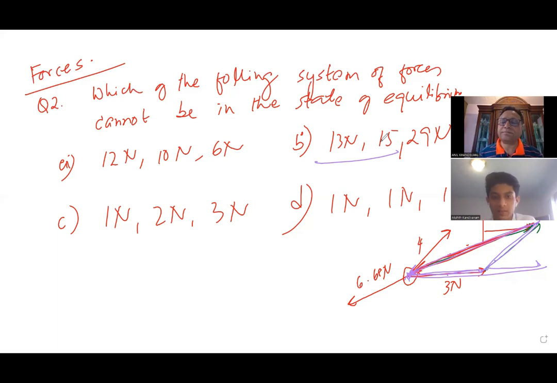Basically, what equilibrium means is what we need to do in order to complete the triangle, right? Yes. So 1 Newton, 1 Newton, 1 Newton makes a triangle, an equilateral triangle. You see that? Yes, equilateral triangle, exactly.